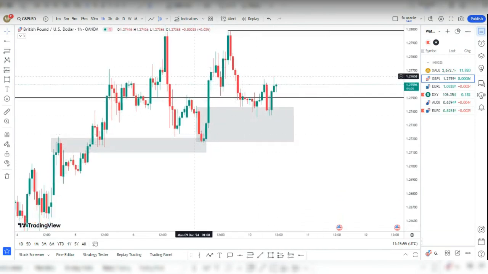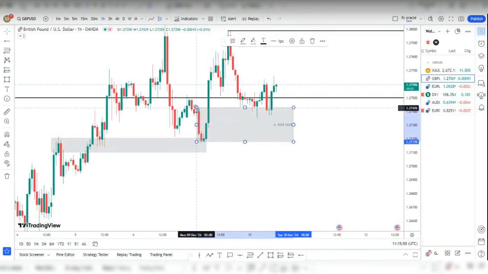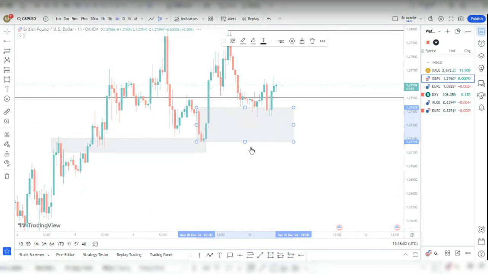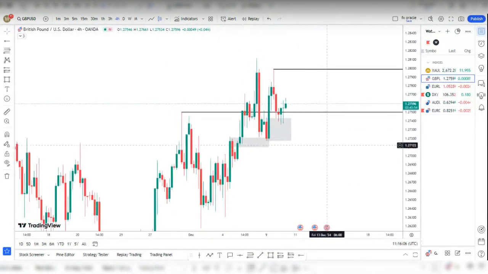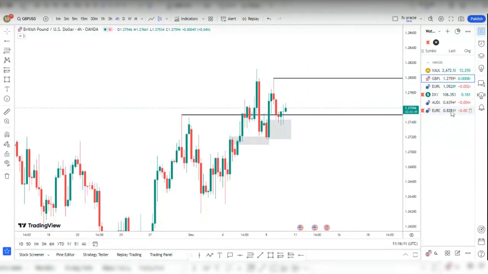But for the major trend, until the demand is violated, once it's violated, then I'll be expecting more sales to the downside. That's for GBP USD and for Euro USD.